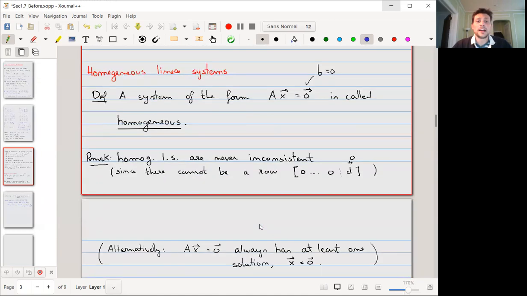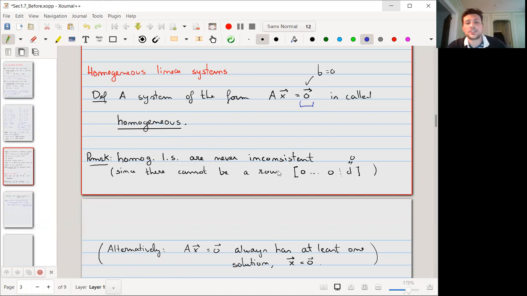Moving on, we saw something important show up now, and it's so important that it deserves its own name. Whenever we have a linear system whose constant term is the vector 0, then a linear system like that is called homogeneous. Homogeneous linear systems just have this 0 vector here. They have one particular feature, which is that they're never inconsistent.